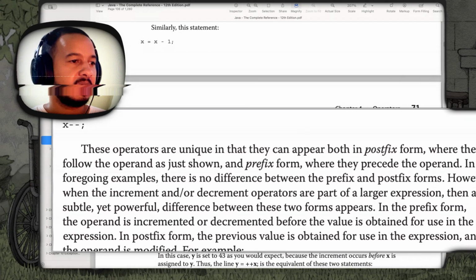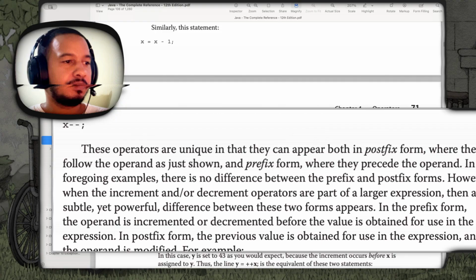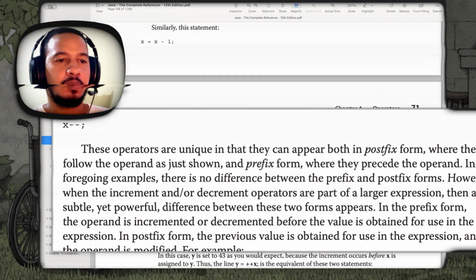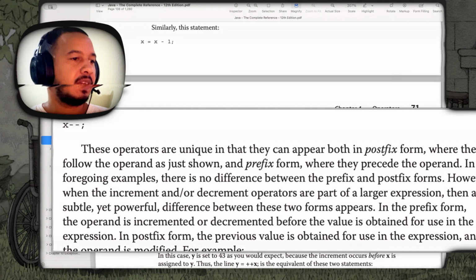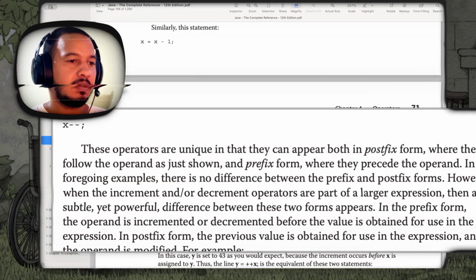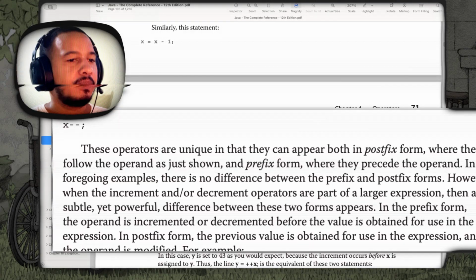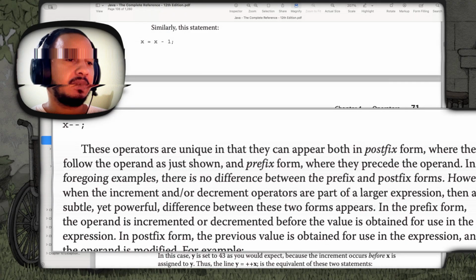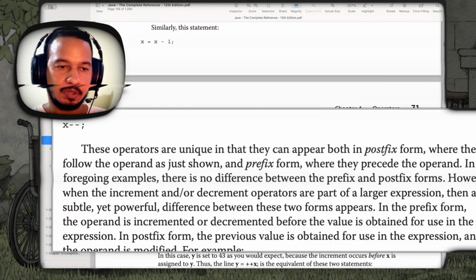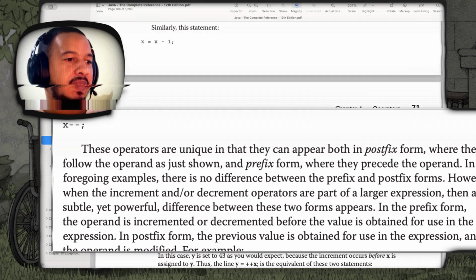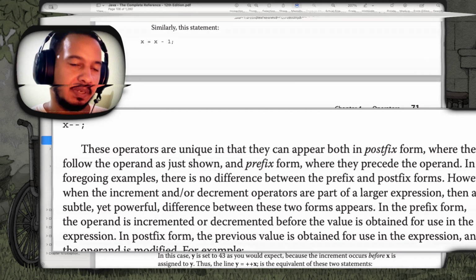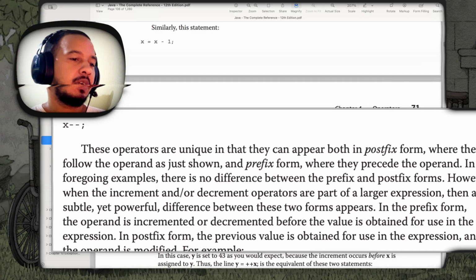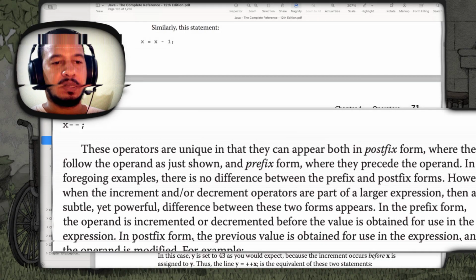Alright. So these operators are unique in that they can appear both in postfix form, where they follow the operand as just shown, and prefix form, where they precede the operand. In the foregoing examples, there is no difference between the prefix and the postfix forms. However, when the increment or decrement operators are part of a larger expression, then a subtle yet powerful difference between these two forms appears.